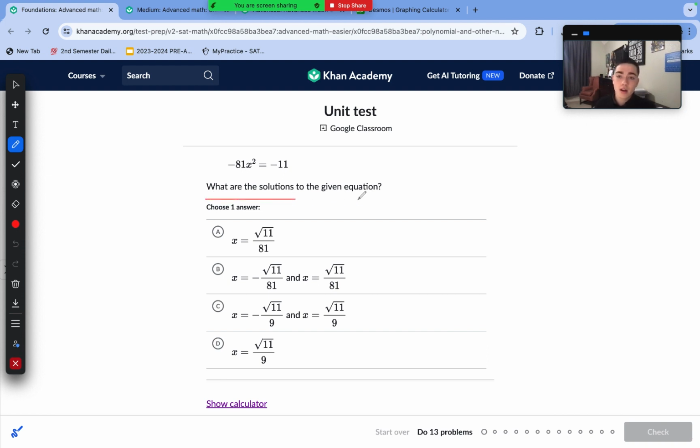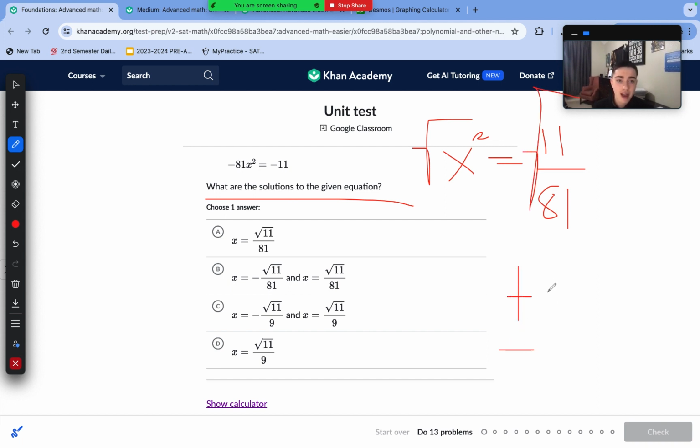So with this first one, in order to solve this, we need to isolate our x. Our first step: that negative 81 is multiplying with our x squared, so we need to divide both sides by negative 81. That leaves x squared equals 11 over 81. Now we can solve for x by square rooting both sides. Whenever we square root a variable, we take both the positive and negative solutions. So our answer is positive or negative square root of 11 over square root of 81. Square root of 81 is 9. So our answer is positive or negative square root of 11 over 9. That means that C is our correct answer. We have to include those negative solutions.